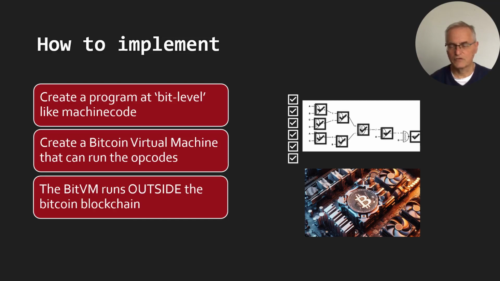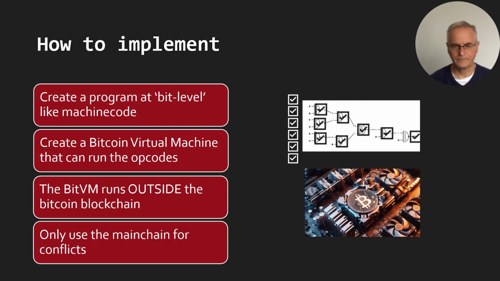So these opcodes can run within the Bitcoin blockchain, but there's no need. We can just use the same logic outside of the Bitcoin blockchain. And we will only use the main chain if we have conflicts. So we have a big opportunity to decentralize execution of code outside of the Bitcoin blockchain and with more logic.